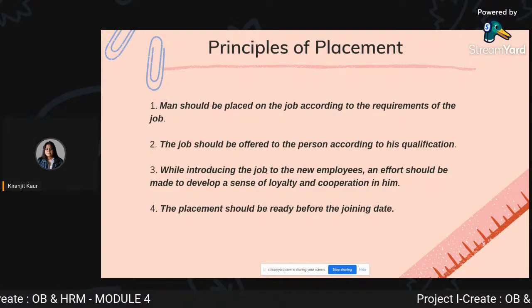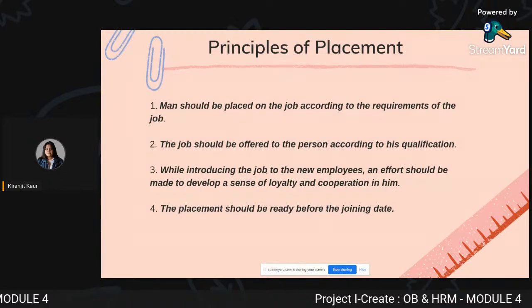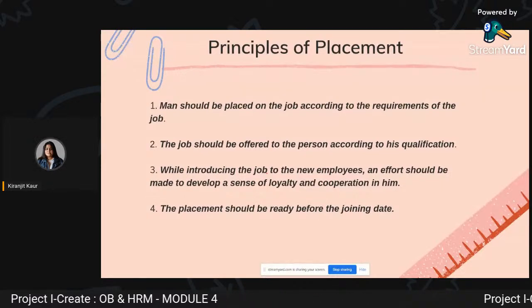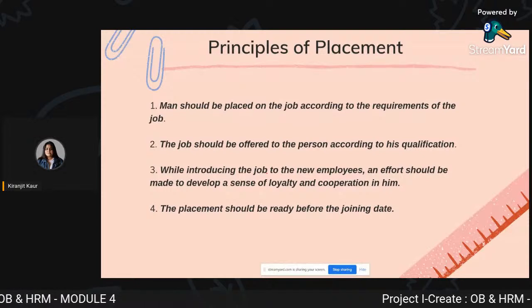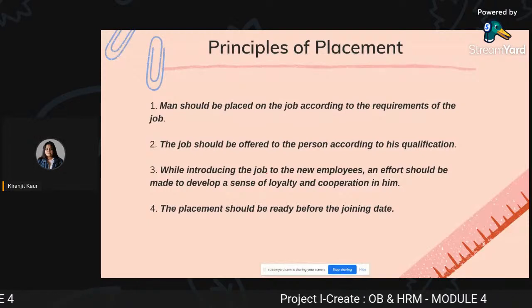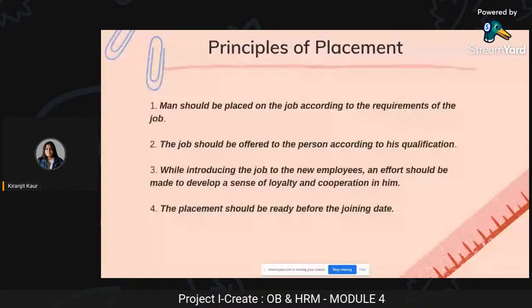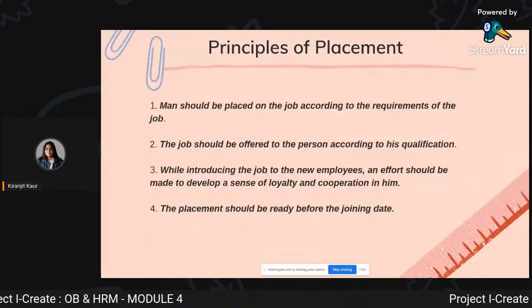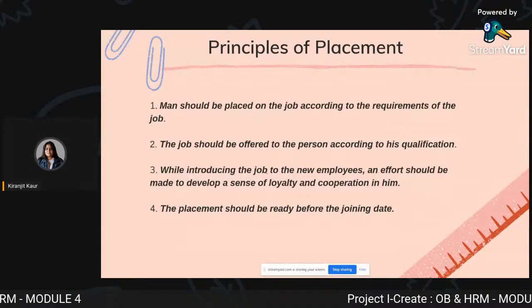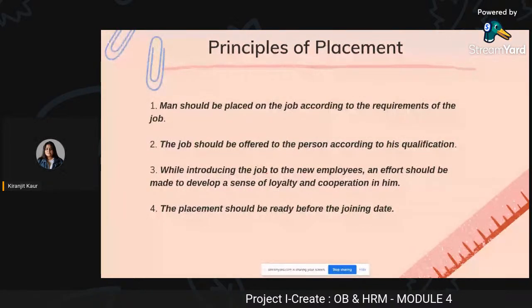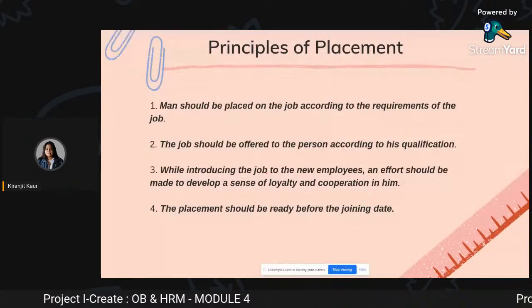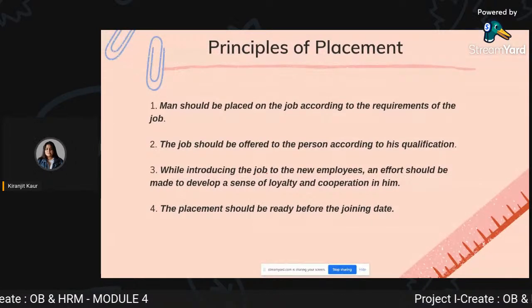While introducing the job to new employees, an effort should be made to develop a sense of loyalty and cooperation in them. So, when an employee is placed, the first duty of the organization is to introduce them to the culture and the environment of the organization, and to introduce the employee to the job. We should try our level best to create a sense of loyalty and cooperation between the employees. The placement should be ready before the joining date. So all the procedures regarding the placement should be ready before the joining date.